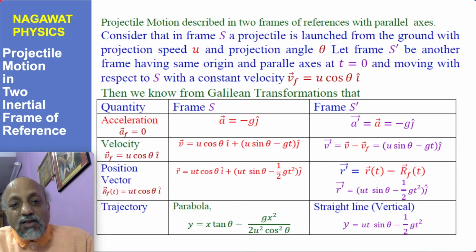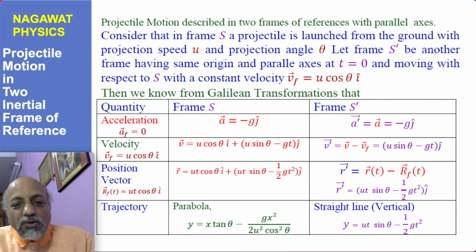But the velocity will be different, because we have derived earlier that the velocity vector in frame S is given by u cos theta i cap plus (u sin theta minus g t) j cap. This expression in the frame S prime can be obtained by using our transformation relationship, that V prime will be V minus Vf prime, and since Vf prime is u cos theta i, this term u cos theta i gets cancelled. So in the frame S prime it has velocity only along the vertical direction, and in the frame S it has both horizontal and vertical components of velocity.